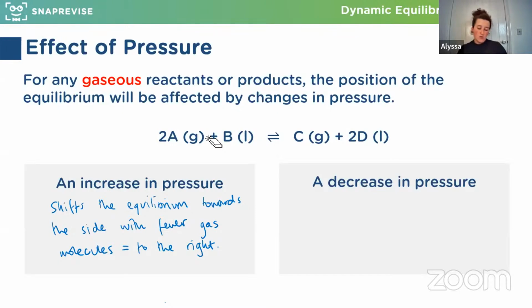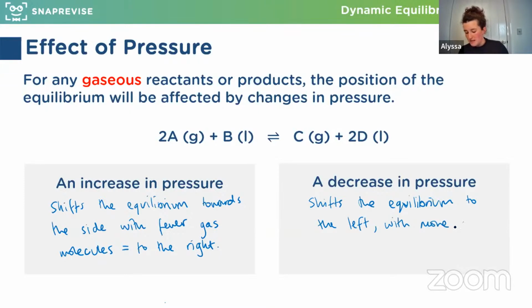Okay, decrease in pressure then. What if we decrease the pressure? Which way is it going to move? A decrease in pressure will shift the equilibrium which way? Good, to the left. Now, I find it easier to work it out when you increase pressure rather than when you decrease pressure, and then I have to think about it in reverse. But exactly right. It shifts the equilibrium to the left, towards the reactants, because that has a greater number of gas molecules.